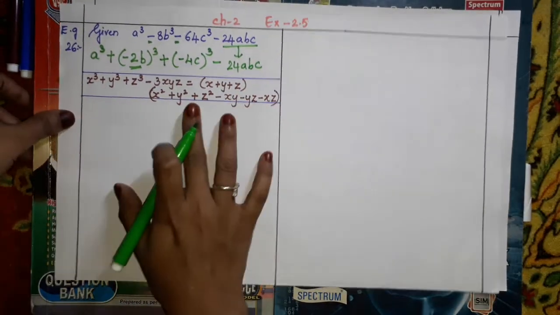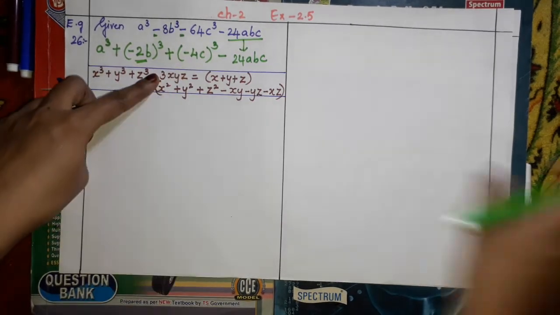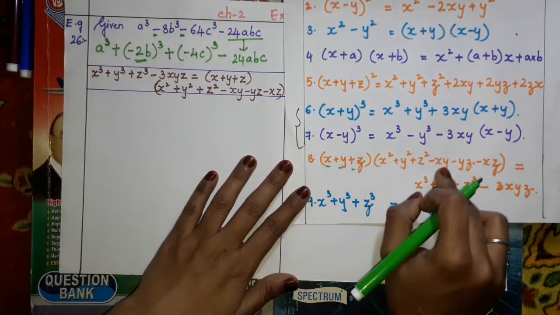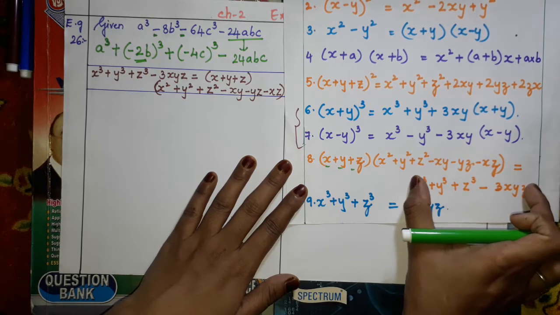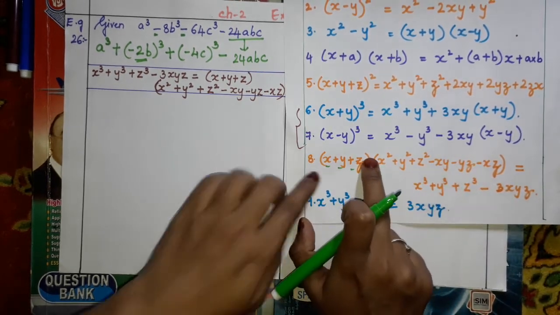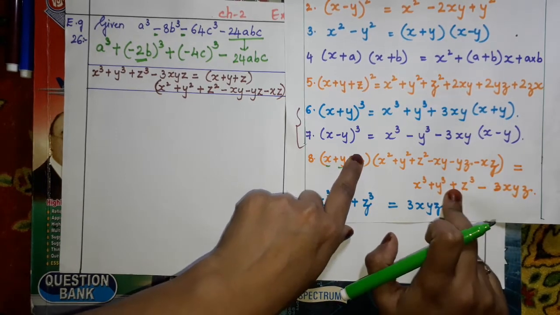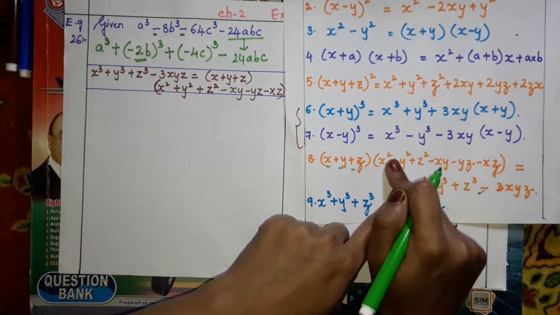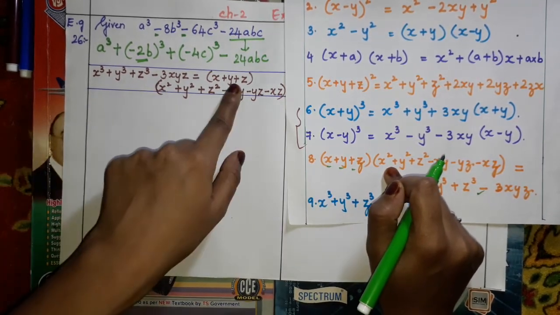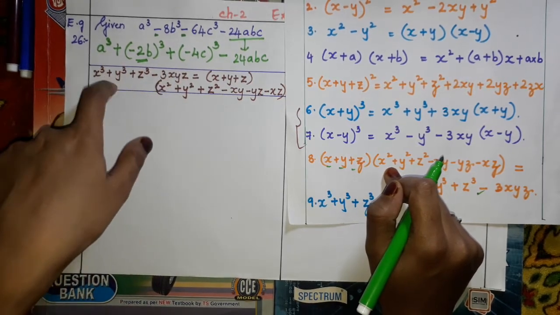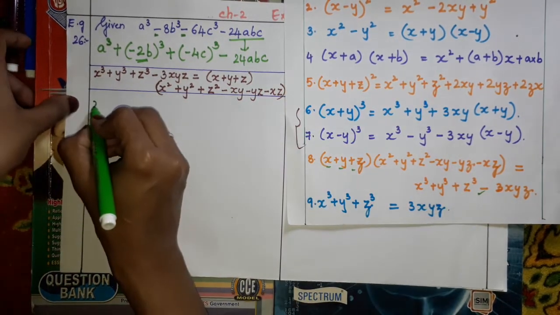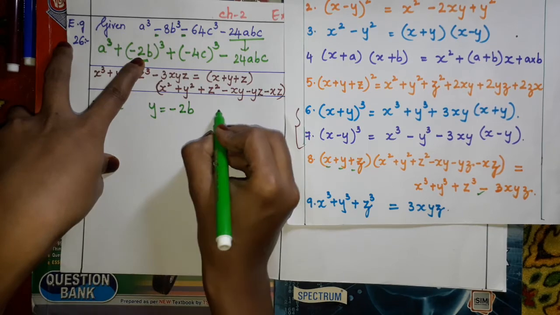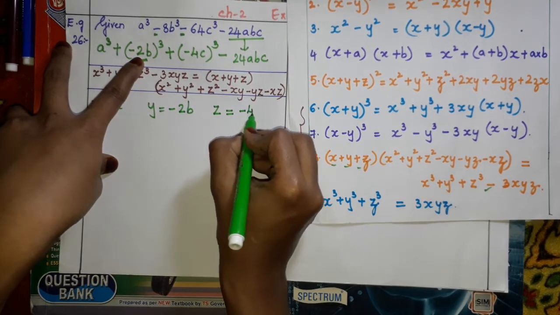Now they have given it in this form. See here, in identity 8 we have x plus y plus z first, then we have the cube terms. In the previous question they gave it in the first form and we converted it into this. Now in this example they have given the RHS form, and we have to convert it into the LHS. I have written the whole question and copied the formula here in a box. Now, what is x? X is nothing but a. What is y? Y is nothing but minus 2b. Z is what? Minus 4c.